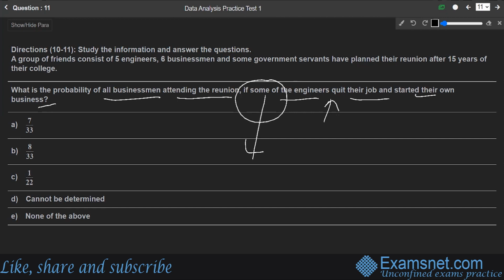If they are not able to tell how many have quit their job and converted into their own business, then the data is missing. So we cannot find the probability of all businessmen, because we don't know how many total businessmen are available. So obviously the answer is data insufficient or cannot be determined, because how many engineers have quit their job, that data is missing.